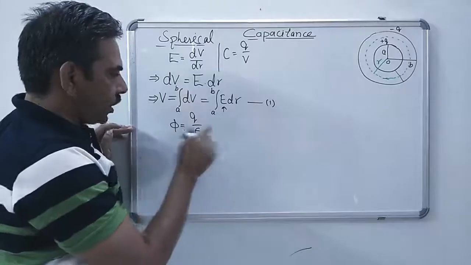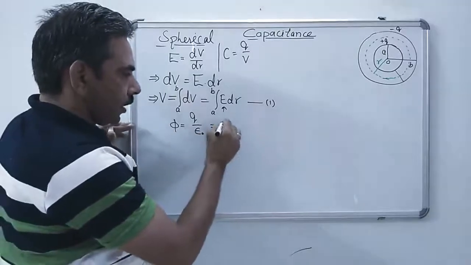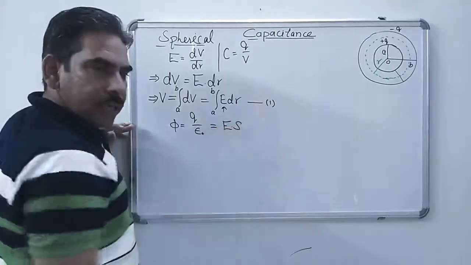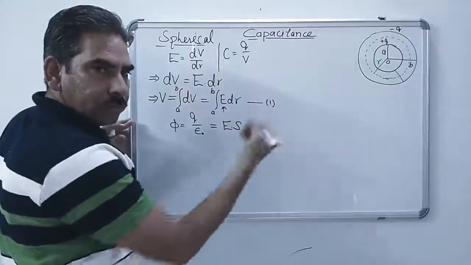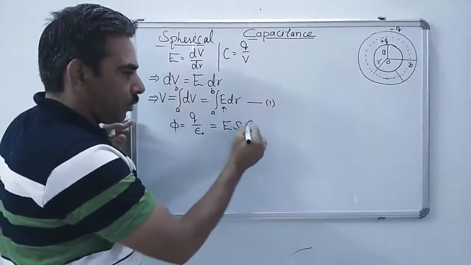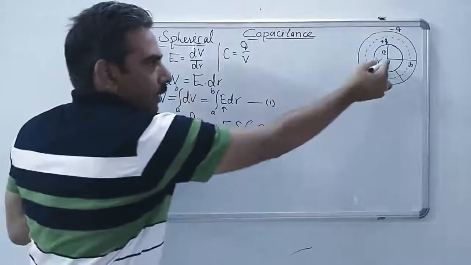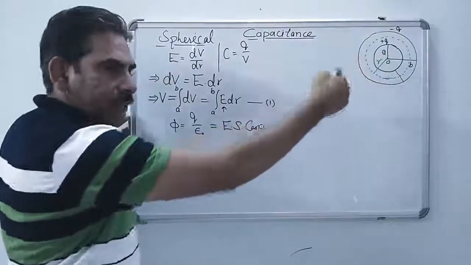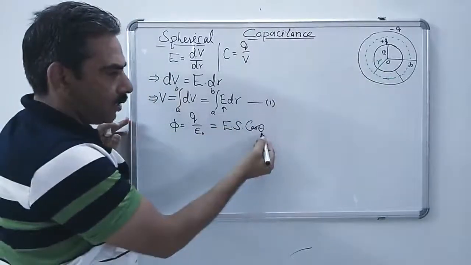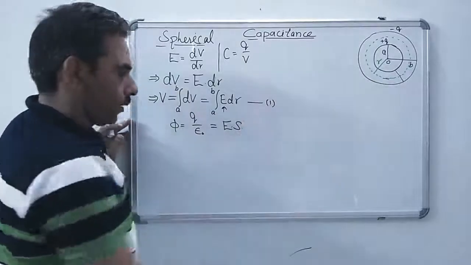By definition, this flux is equal to the electric field multiplied by the magnitude of the area vector into cos of theta. Here again, the electric field and the area vector will be along the same direction, hence angle theta will be 0, so cos 0 remains 1.